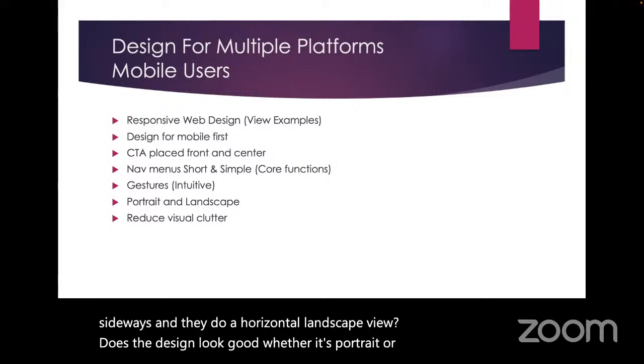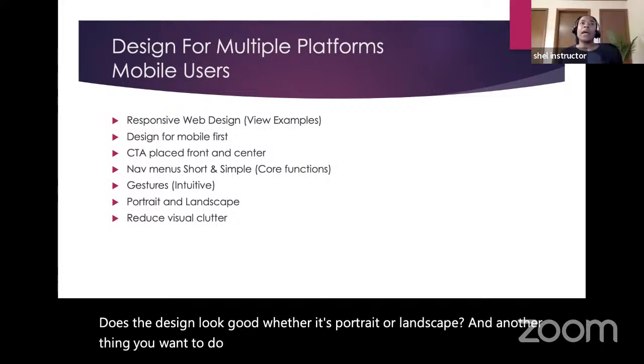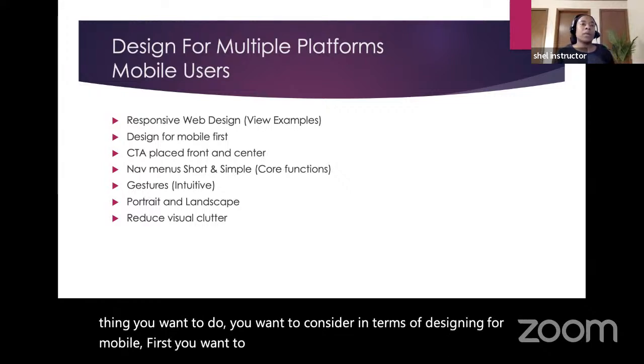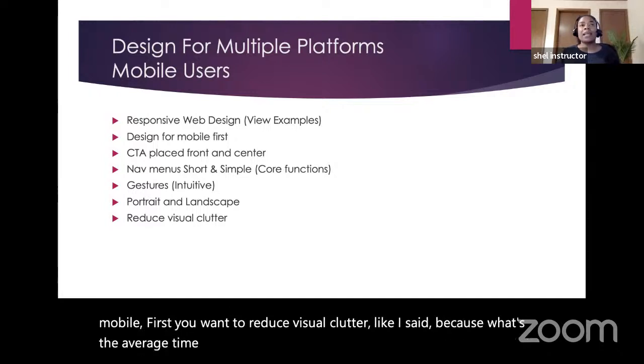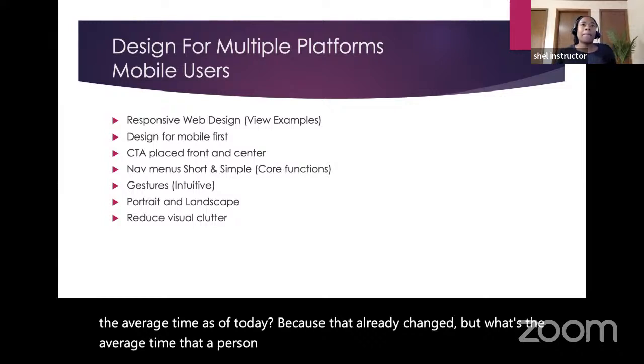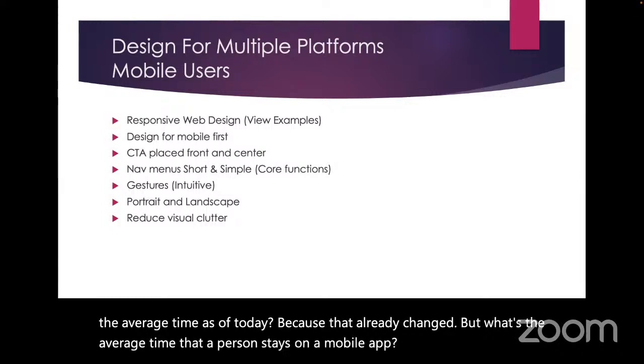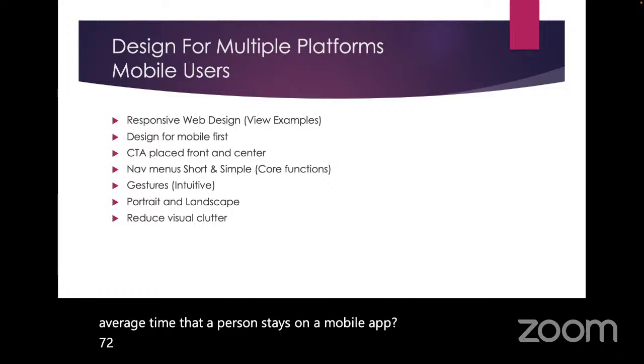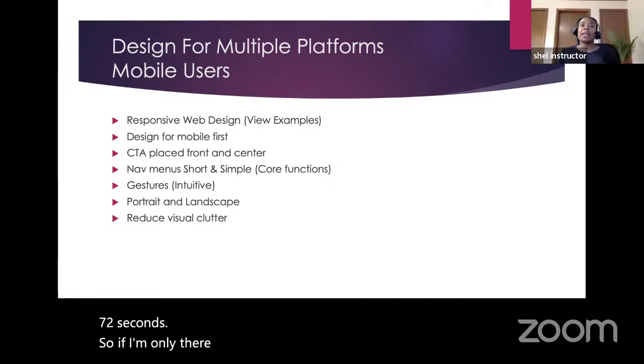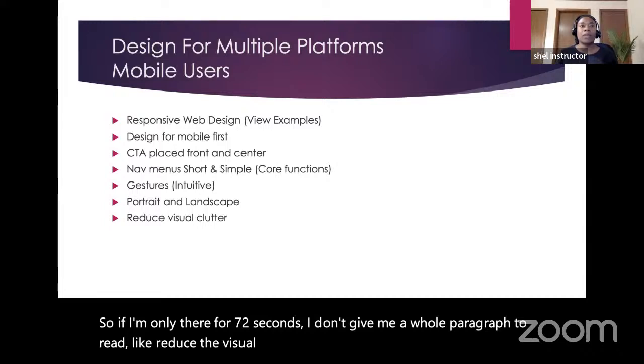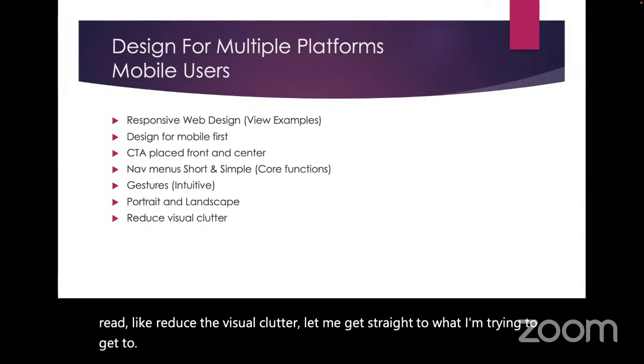Another thing you want to consider in terms of designing for mobile first is to reduce visual clutter. Like I said, what's the average time as of today? Because that always changes. What's the average time that a person stays on a mobile app? 75 seconds, right? 72 seconds. So if I'm only there for 72 seconds, don't give me a whole paragraph to read. Reduce the visual clutter. Let me get straight to what I'm trying to get to. Okay.